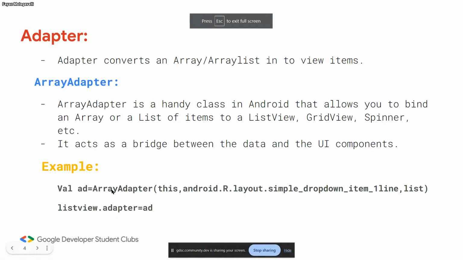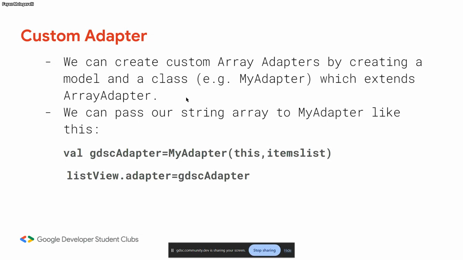Yeah, guys, we have seen this one, right? We have used this adapter, and we also used the custom adapter. We can create custom adapters by creating a model and a class, for example, MyAdapter, which extends ArrayAdapter. Here we have used BaseAdapter. We can use ArrayAdapter also, but in ArrayAdapter we only use array stuff. So I have extended with BaseAdapter, which is a base for every adapter. We can pass our string array to MyAdapter like this.